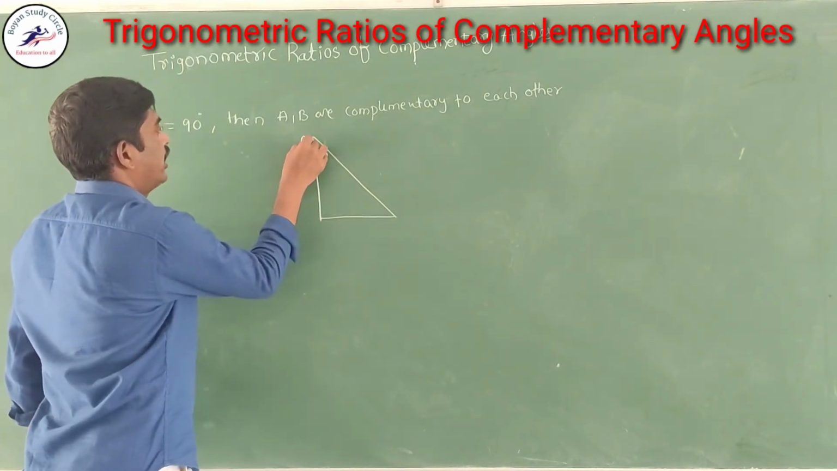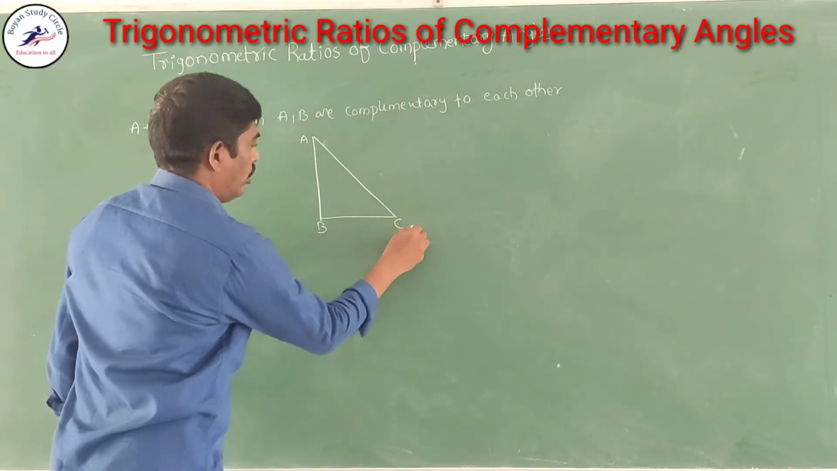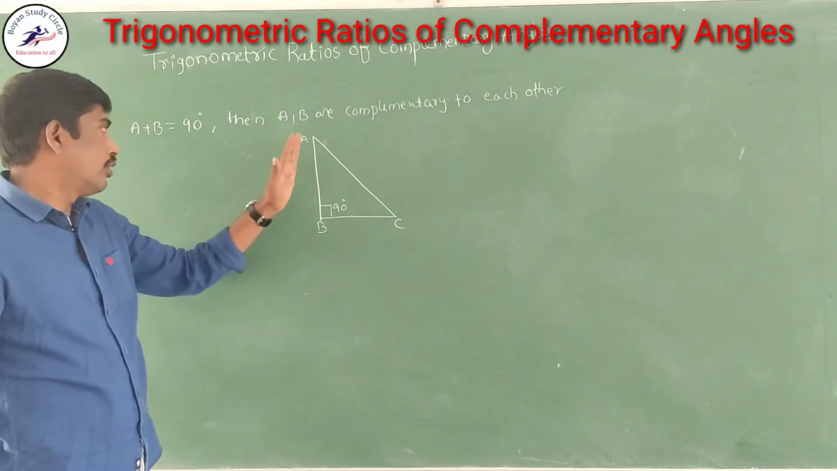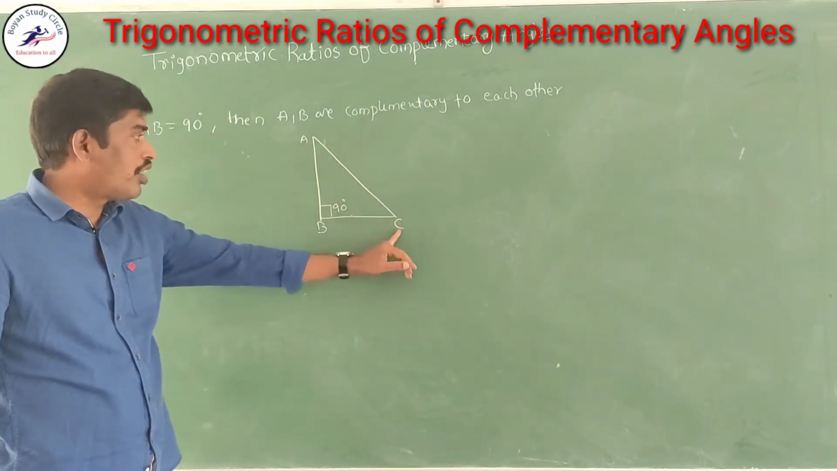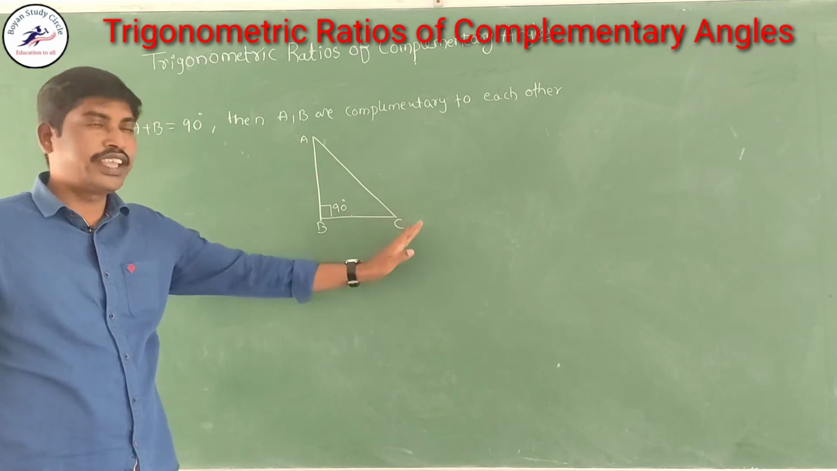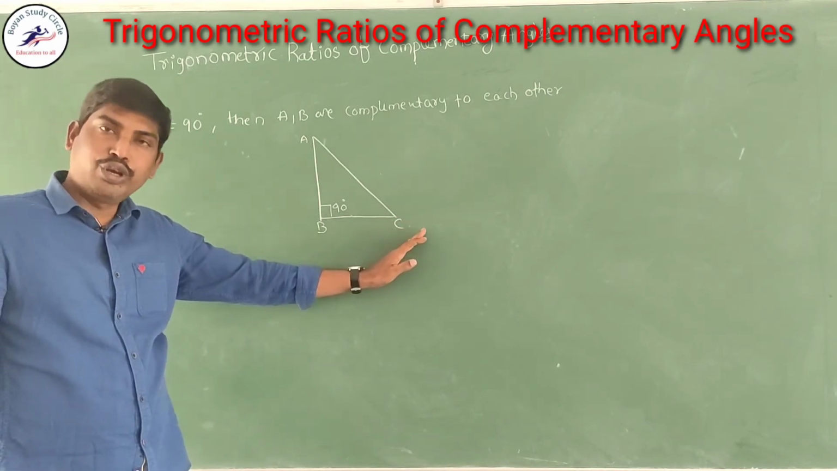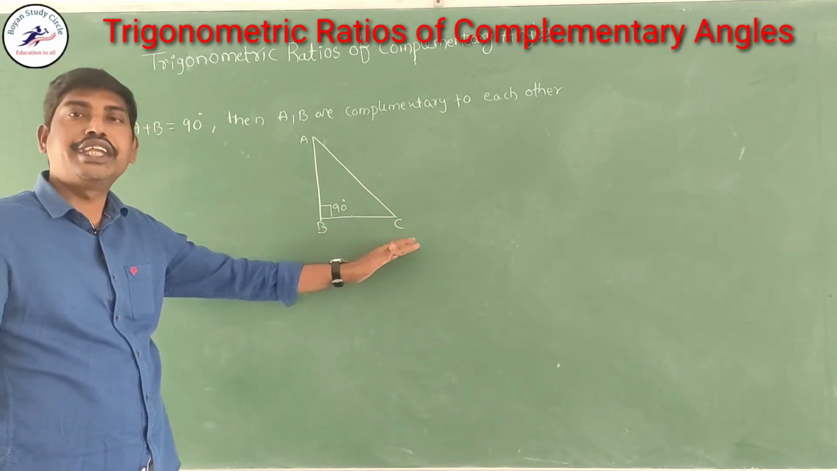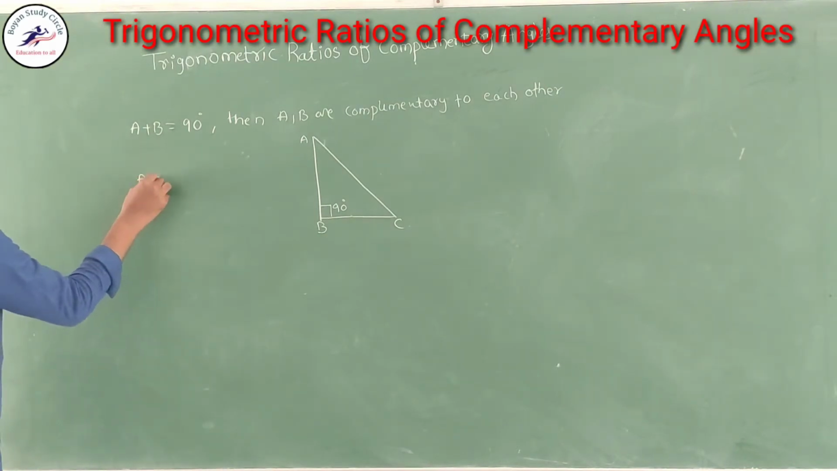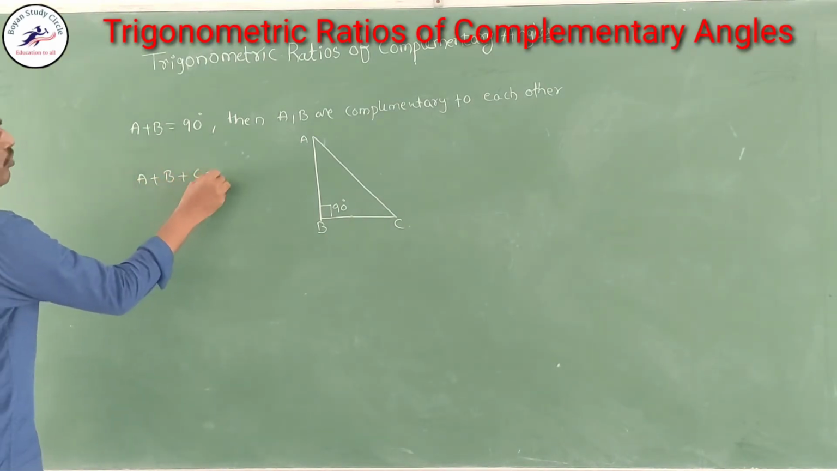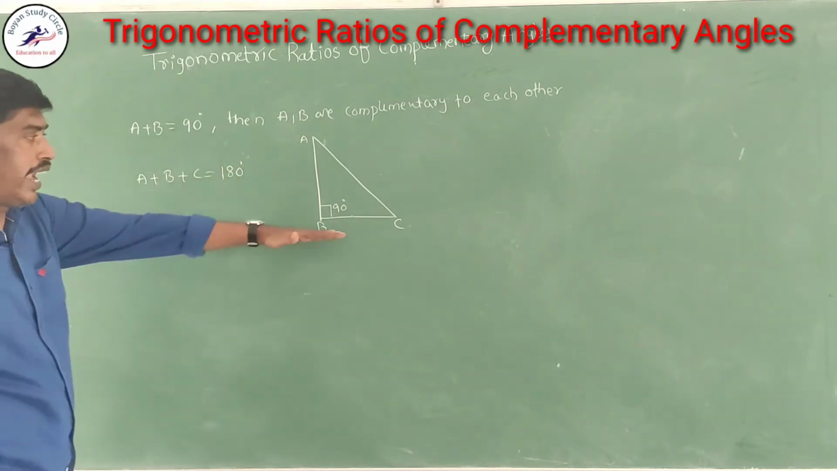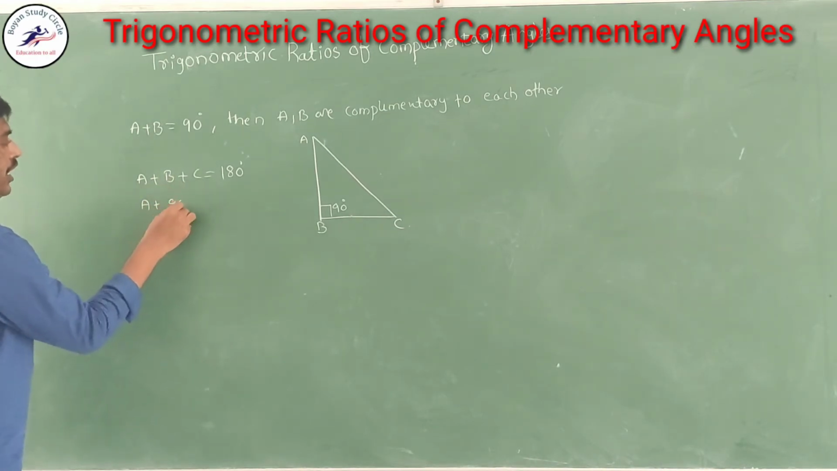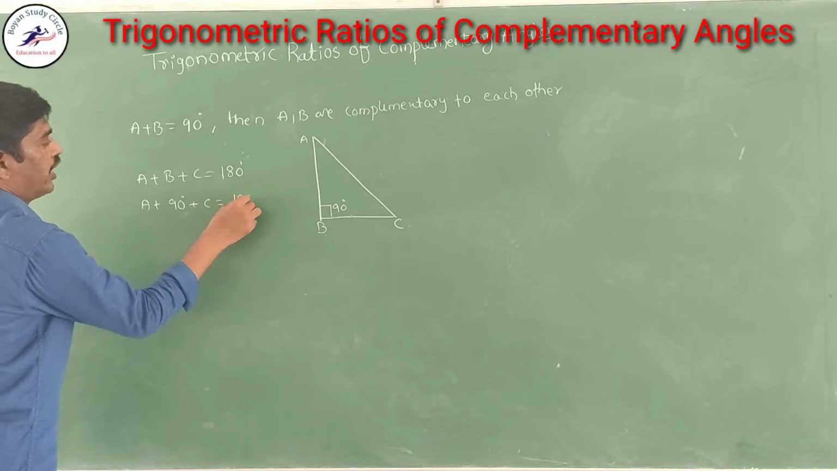So, this is a right angle triangle ABC, right angle at B, here 90 degrees. So, here one angle is 90. What about the sum of the other two angles? Angle A plus angle C, how much is it equal to? We know the sum of three interior angles in a triangle is equal to 180 degrees. Therefore, angle A plus angle B plus angle C equals 180 degrees. We know angle B equals 90 degrees. So, A plus 90 degrees plus C equals 180 degrees.